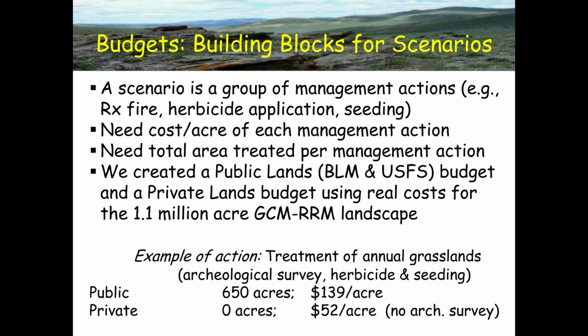So we create a public lands budget and a private lands budget, and you have an example here where you treat annual grasslands. And here's on public lands, on this landscape of 1.1 million acre, approximately 650 acres are treated. The cost per acre is $139 per acre. On private lands, no one bothers doing this. And the cost is $52 an acre. So that's an example of one action in a scenario.